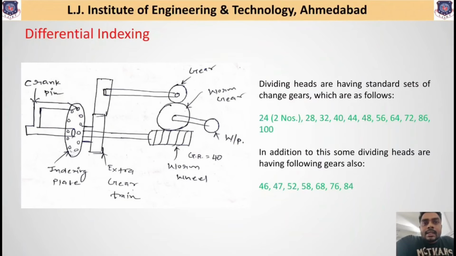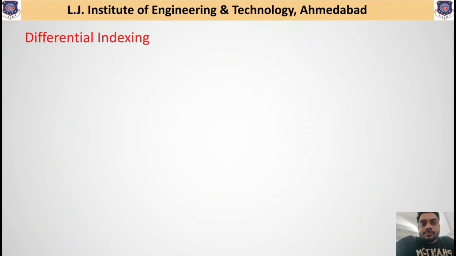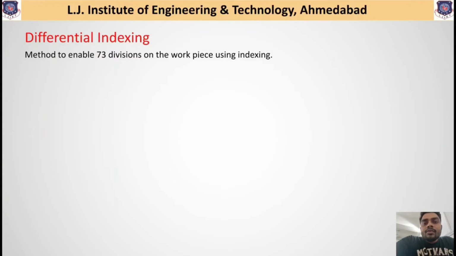Now to understand the example or the process of this differential indexing, we will take a simple example. Suppose we want to generate 73 divisions on the workpiece using any indexing method. If you are asked this question directly and they have not mentioned any indexing method, then how will you decide which indexing method needs to be used? So for that, let us simply recall all those indexing methods. In the first method, that is direct indexing, as we know, it is useful up to 24 divisions. So 73 is more than that, so that cannot be used.